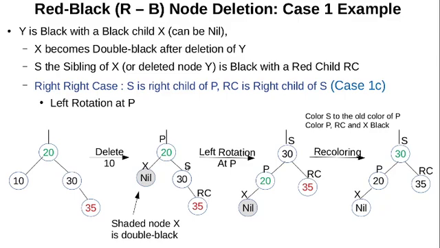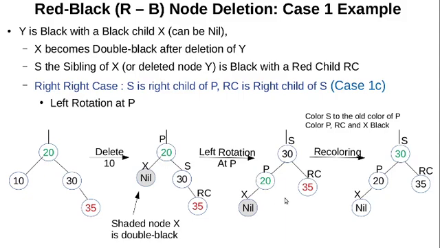Here S is the right child of P and RC is the right child of S. This is a right case and a single left rotation at P is required. When we do left rotation at P, S moves up and P falls on its left.